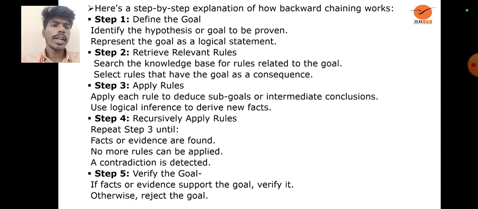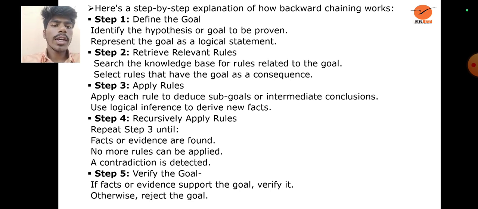Step 2: retrieve relevant rules. Search the knowledge base for rules related to the goal. Select rules that have the goal as a consequence. Step 3: apply rules. Apply each rule to deduce sub goals or intermediate conclusions. Use logical inference to derive new facts. To find the new facts, we need to apply the rules we have.